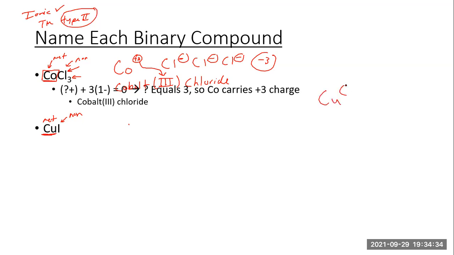So copper, not sure. Iodine, which is group 7, has a -1 charge. So to balance it out here, the copper does need to be +1. And now we're ready to name it as copper Roman numeral 1, again, because that is the positive charge. And again, iodine becomes iodide, IDE. Any question on that name?